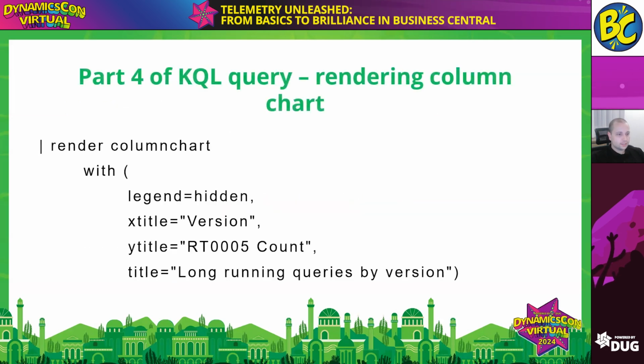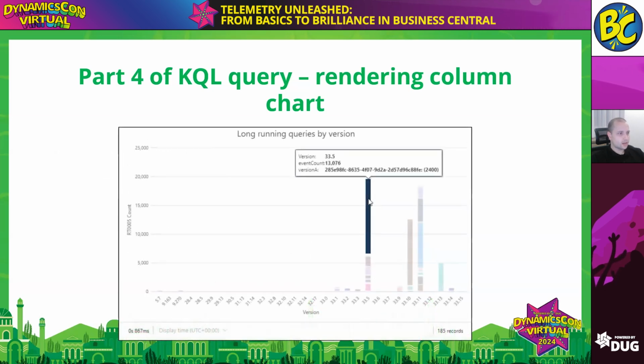So to visualize counting events over time as a line chart, we are using the keyword render, then specifying the type of chart, which is in this case column chart, and then specifying the parameters. In this case, for column chart, we need the legend, which we can show or hide, and define X and Y title along with the main title. And when we run this render, how will it look like? So we will get a visualization by columns like this.